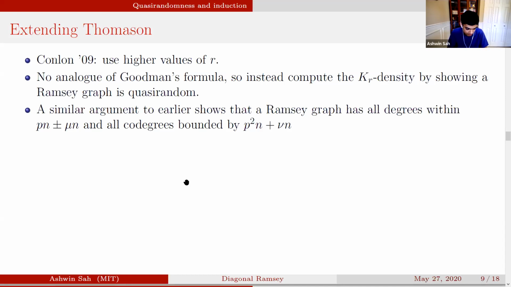Okay, so I'm not going to go through exactly how you show that a Ramsey graph is quasi-random. Similar to before, given a certain function, you can show that a Ramsey graph has its degrees in some range nearby pn. So let's just say that they're all in pn plus or minus mu n, where mu depends on what choice of alpha we take. And you can also show that for every pair of vertices, their co-degree, the number of vertices connected to both of them, is upper bounded by around p squared n plus nu times n, where again nu and mu both depend on alpha.